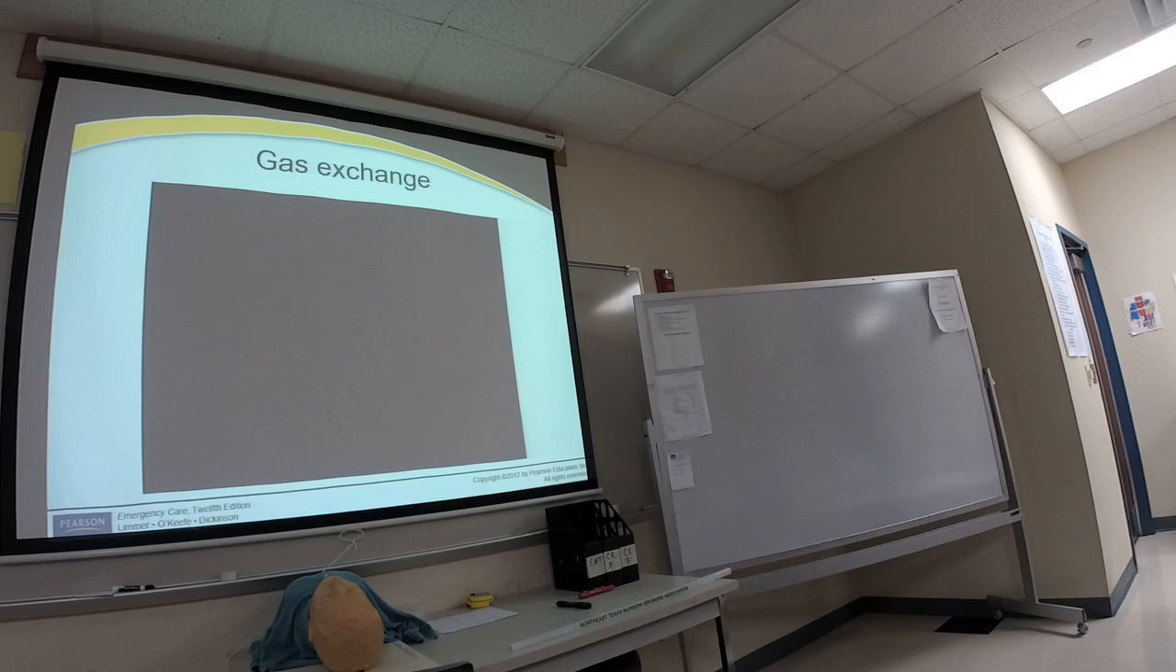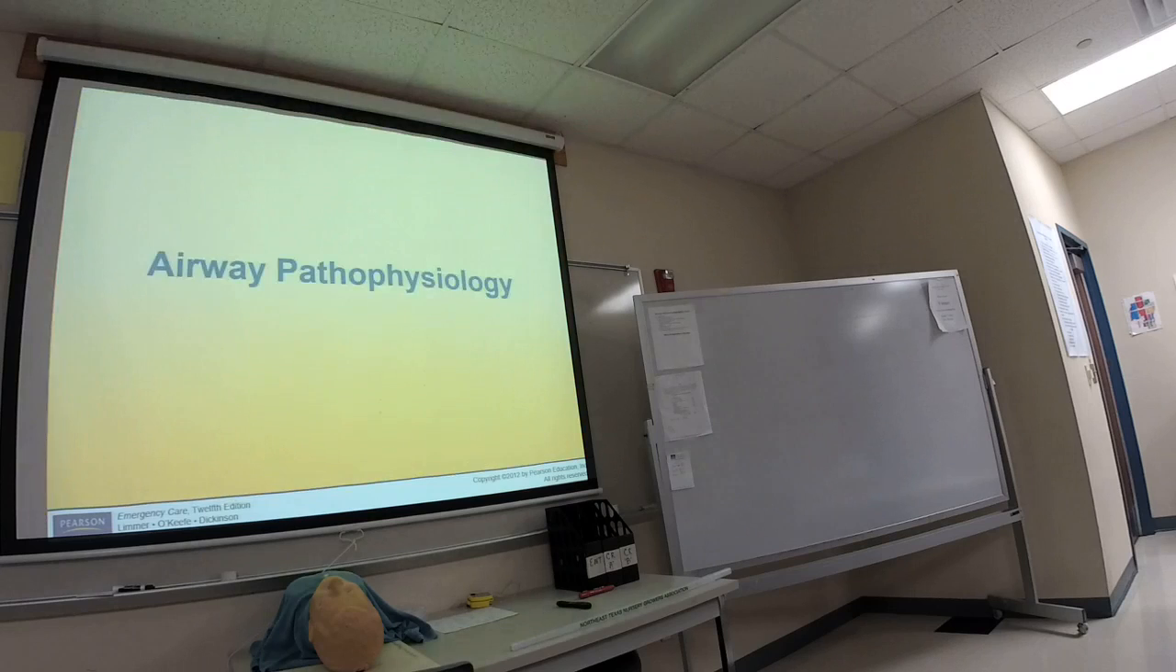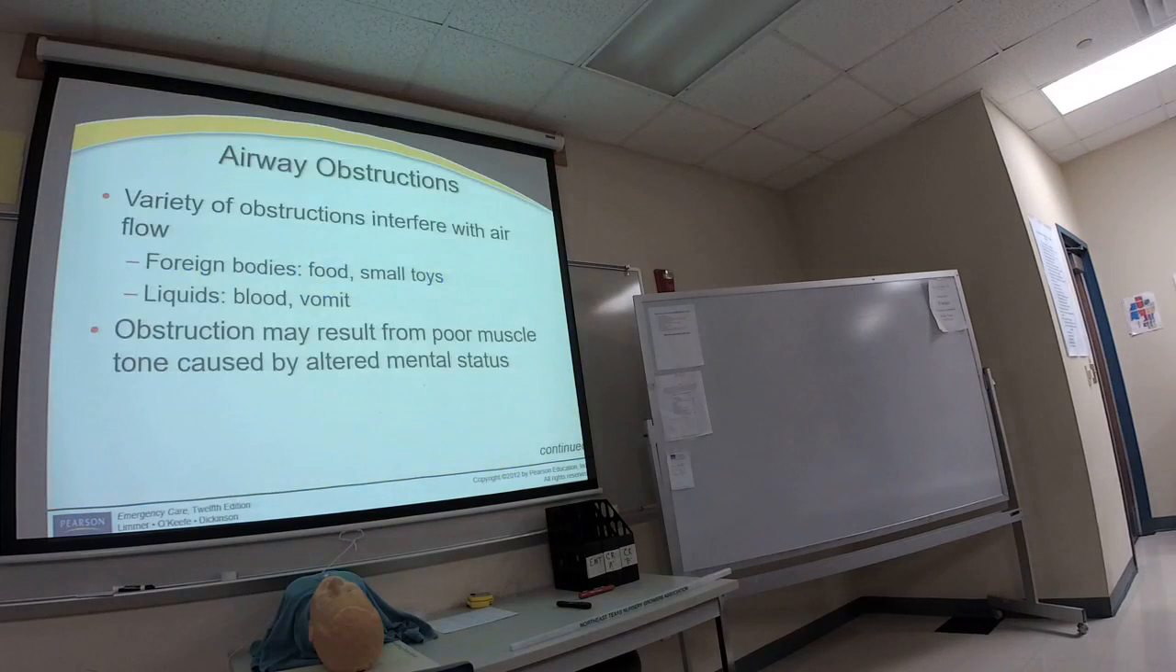Real short, but that gives you a visual on how diffusion takes place, okay? When we talk about airway and airway obstruction, we don't want an obstructed airway. We want a clear passage from the atmosphere into the lungs, right? That's called patency, or a patent airway. Patency of an airway.